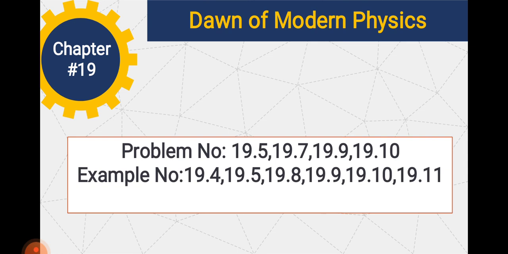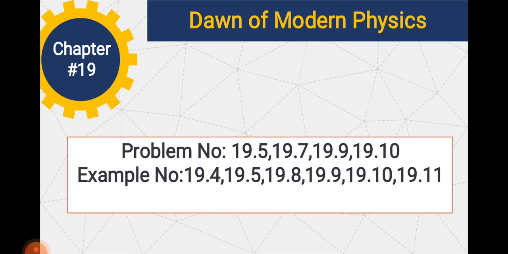These problems were mostly asked in the previous 5-year papers, and these are very important. And the examples are 19.4, 5, 8, 9, 10 and 11. These examples are mostly important from the paper point of view.